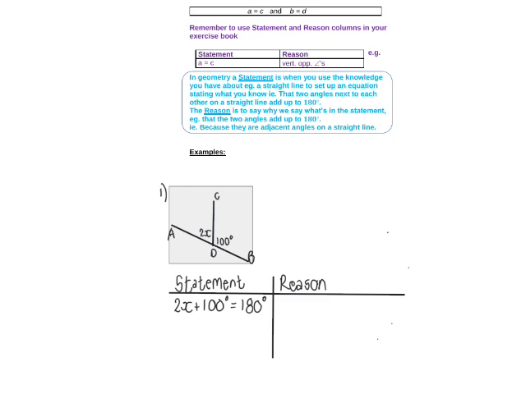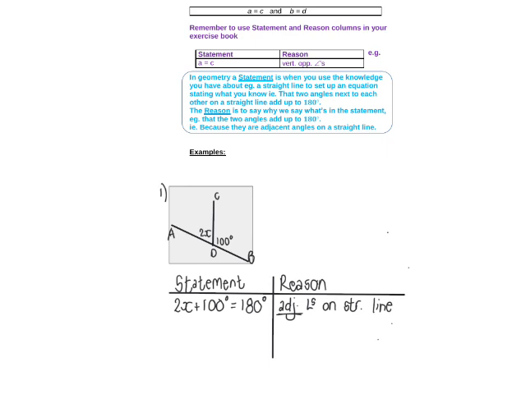Why do I have this knowledge? Why does it add up to 180? Because we know that they're adjacent angles on a straight line. And now I don't want you to just write angles on a straight line. It's very important that you also write adjacent angles on a straight line.